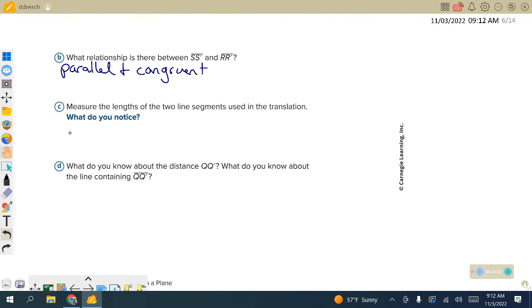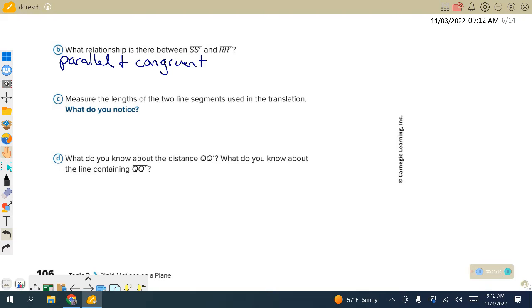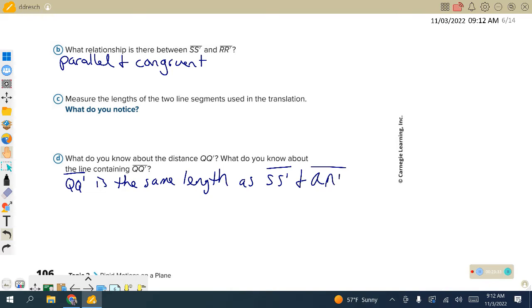So what we're trying to keep you on your toes with is that QQ prime is the same length as SS prime and RR prime. So what one does, everything else does. That's what a translation does. You're along for the ride.